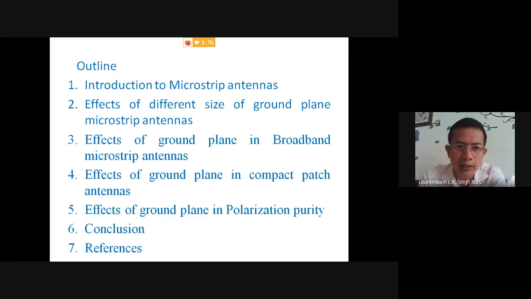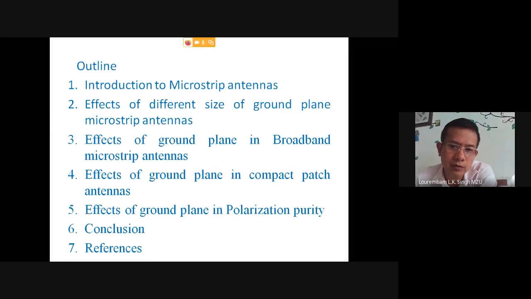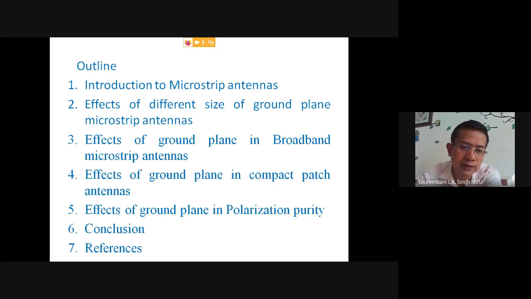Then after that, I will be concentrating on one plane which we call the ground plane. On the ground plane, the effects of different ground plane sizes on the microstrip antenna will be discussed. Then the effects of the ground plane in broadband microstrip antenna designs will be discussed, then again the effects of the ground plane in compact patch antennas, and then the effects of the ground plane on polarization purity. So these are the main areas I will be discussing. These four will be the main focus of my discussion, and then the conclusion and the references.